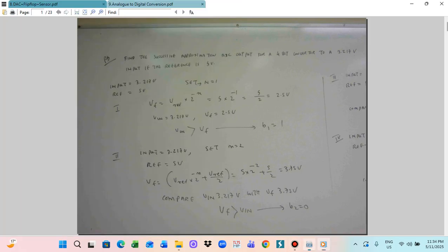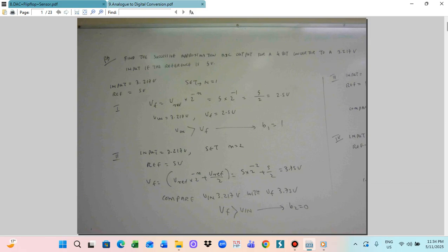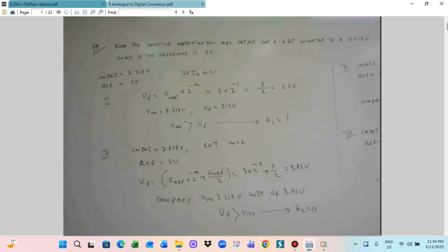Find the successive approximation ADC output for the 4-bit converter. The input is 3.2174 volts, with a reference of 5 volts. The input voltage is already given at 3.2174 volts, and the reference voltage is 5 volts. So we have to determine the digital output bits.